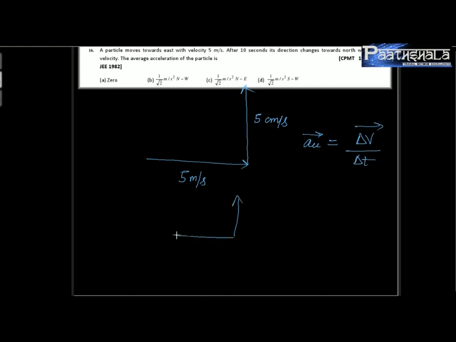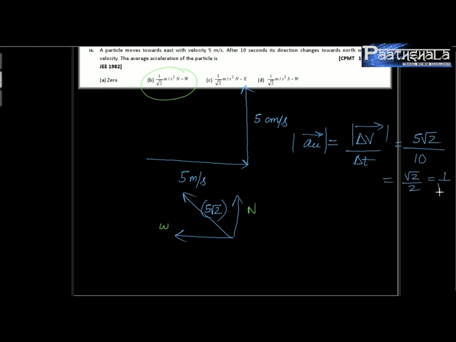Vf minus Vi. So that comes out to be 5 root 2. That is the magnitude of change in velocity. Magnitude of acceleration has been asked. The direction is clearly apparent from the diagram. It is north west direction. Actually, we can see that only one of the options shows northwest. Yet still we'll solve the entire question. So this is 5 root 2 divided by delta t, which is 10 seconds. So this is root 2 by 2 or 1 by root 2. B is the correct answer.